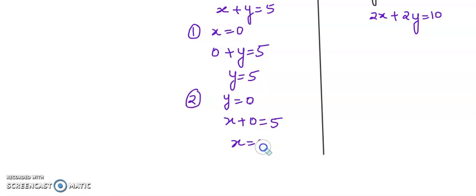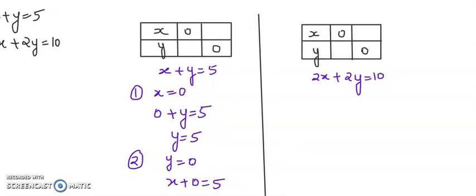Okay. Next is we are going to go to the next question. Okay, next equation where I have again taken x and y as 0. Right. Now here I am getting 0, 5, 5, 0 as the points. In the next one again I have taken x is equals to 0.